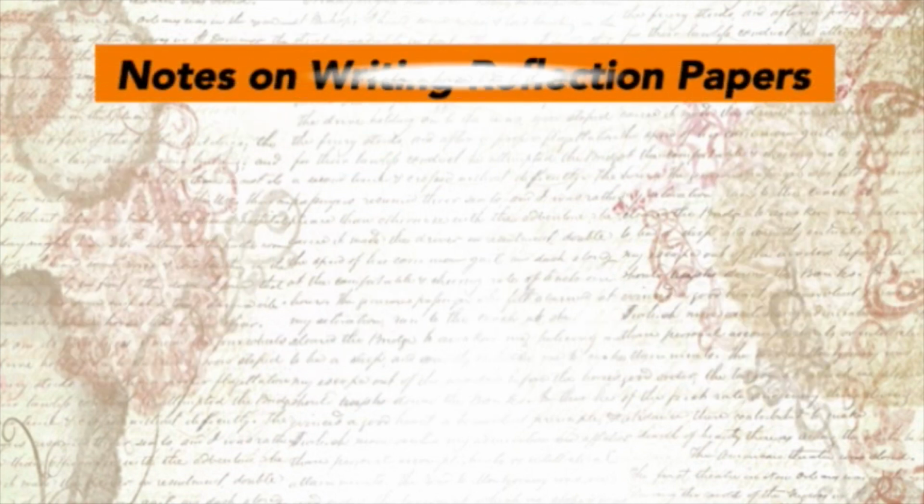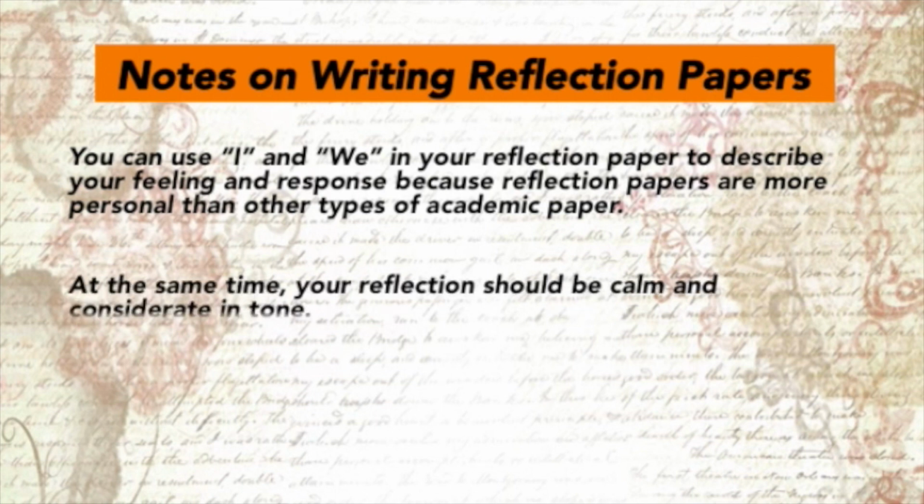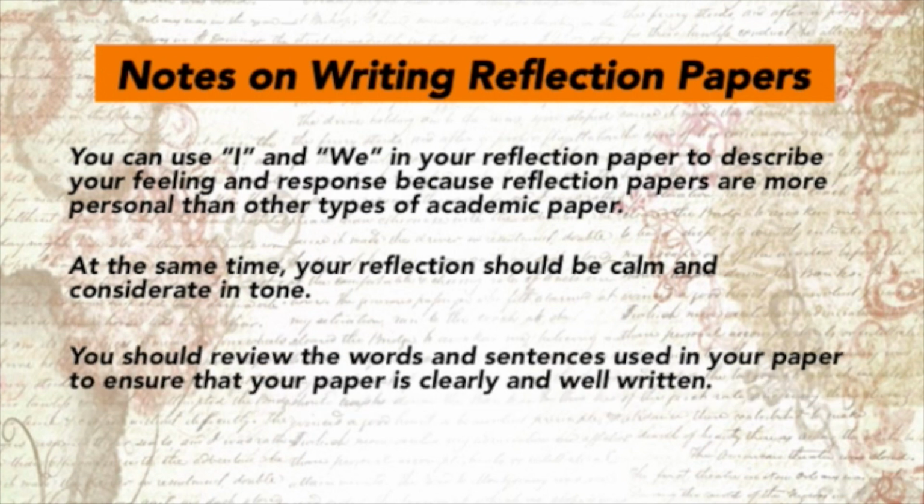As you are writing your reflection paper, remember the following things. You can use I and we in your reflection paper to describe your feelings and response because it is more personal than other types of academic writing. At the same time, your reflection should be calm and considerate in tone. You should review the words and sentences used in your paper to ensure that your paper is clearly well written.